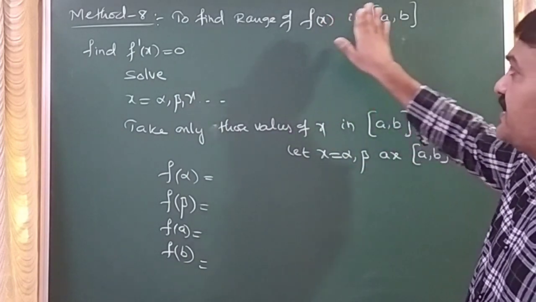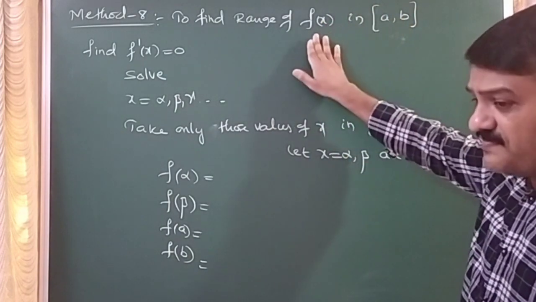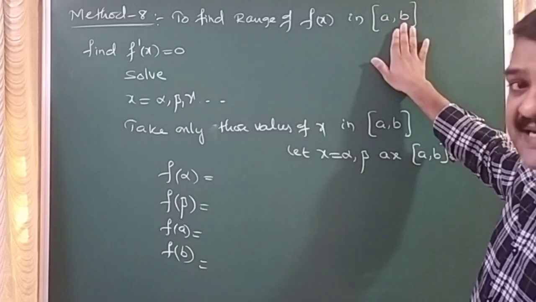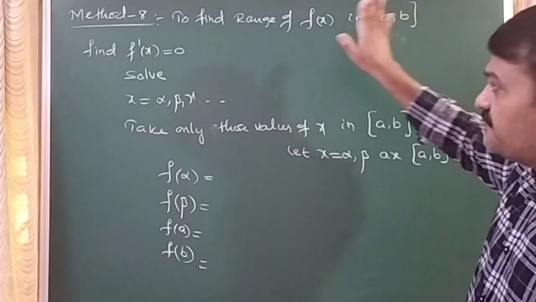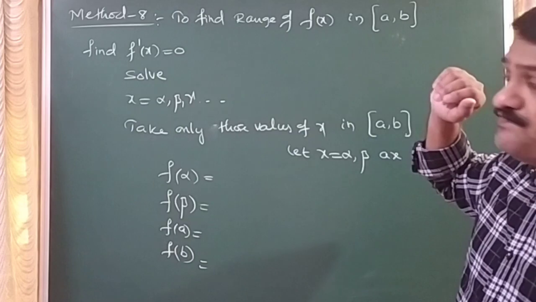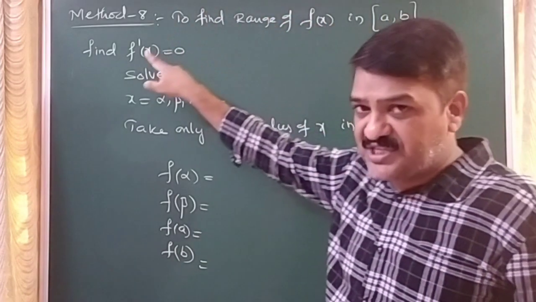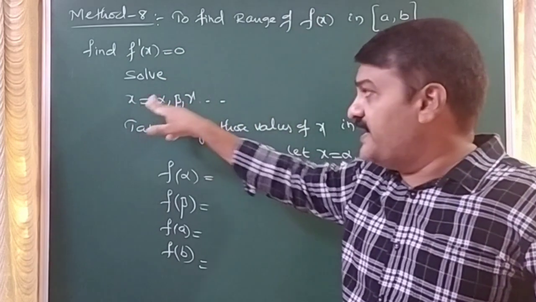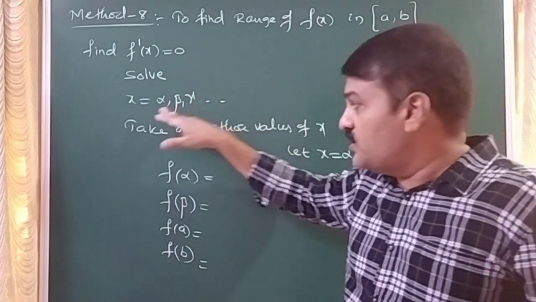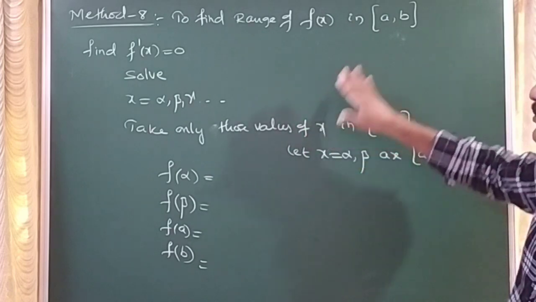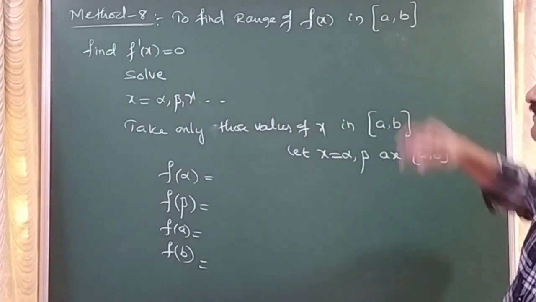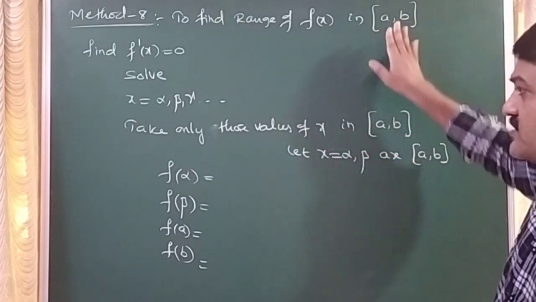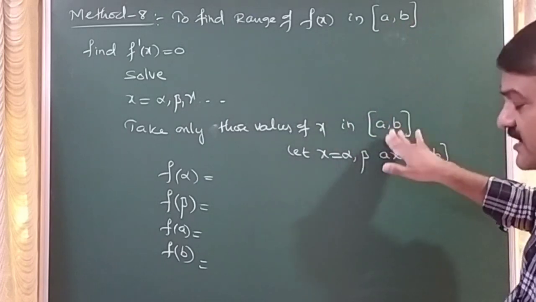for f of x in a finite interval, if it is given. Finite interval like this. Then what you have to do? First differentiate. Take f dash of x is equal to 0, solve, find x values. After that, you choose only those x values which are lying in the given interval. So let us suppose that alpha, beta are lying in this interval.